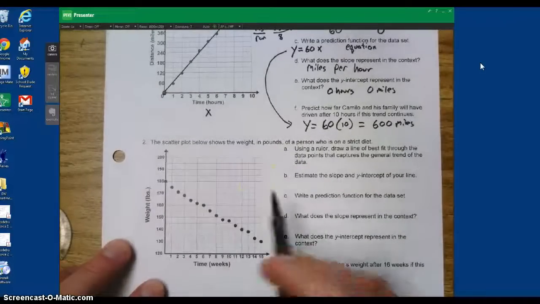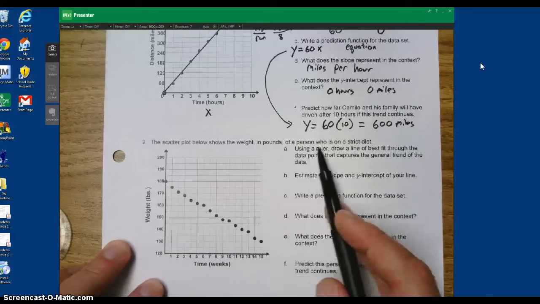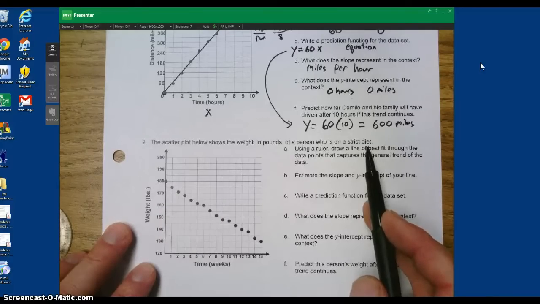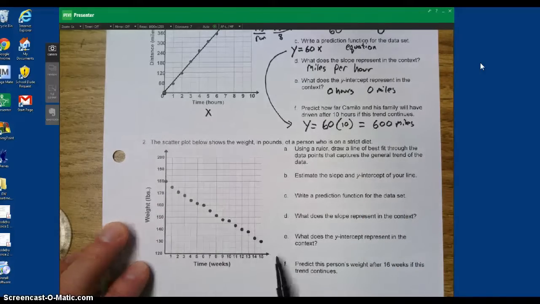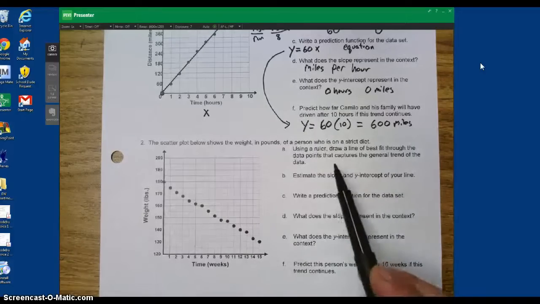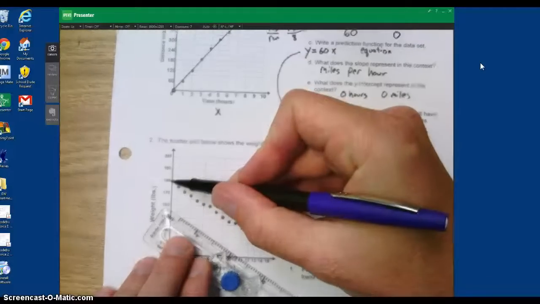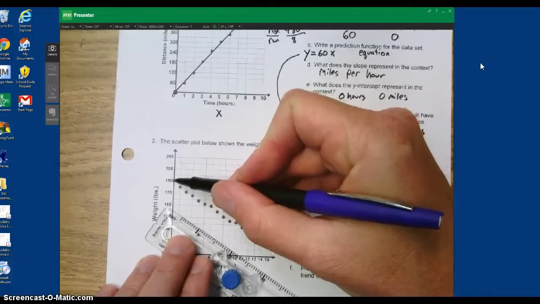All right. The scatter plot below shows the weight in pounds of a person who is on a strict diet. Strict diet means hopefully we're letting the weight go down, which you can see it clearly is after this many weeks. So let's start with our line of best fit. And what's that point right there called? You should have all said y-intercept.